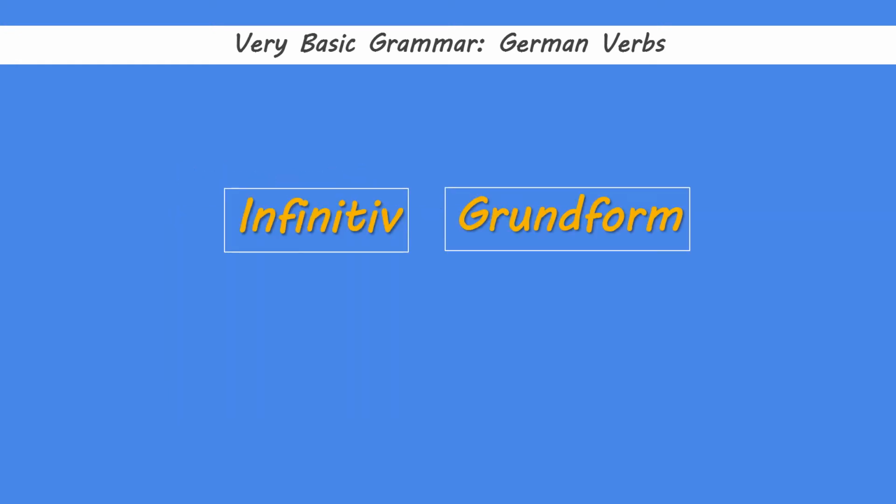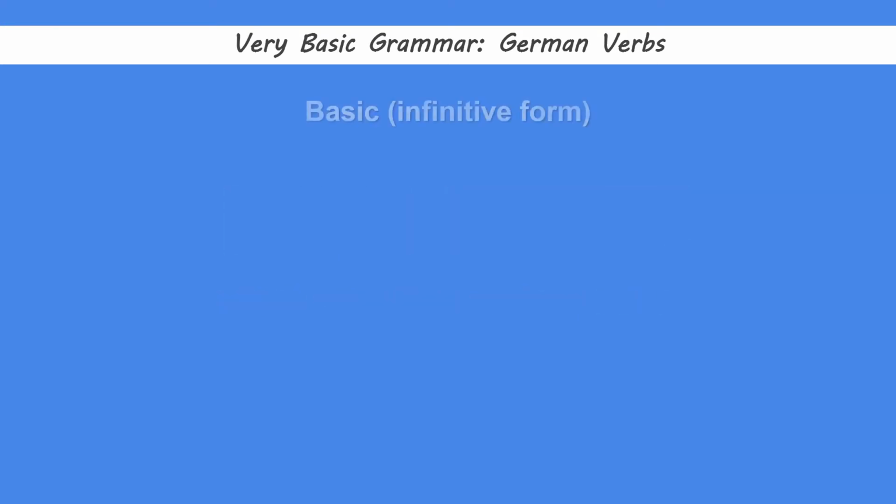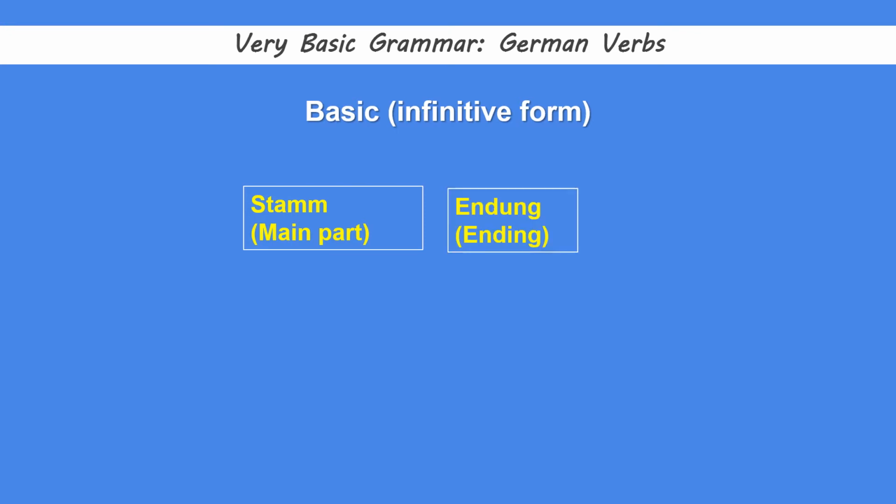Infinitiv or Grundform is the basic form or infinitive form of a verb. If we look up the dictionary, the infinitive will always be given. In general, there are two parts in a German verb. One is Stamm, the main part of the verb, and another one is Endung, the ending of a verb. Usually, infinitive verbs end with en.